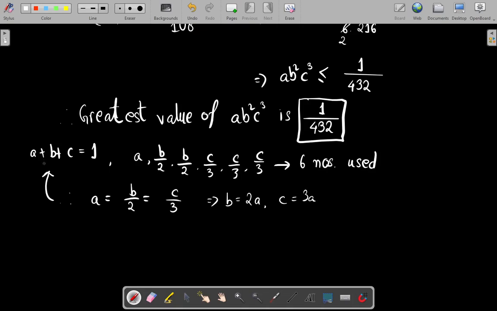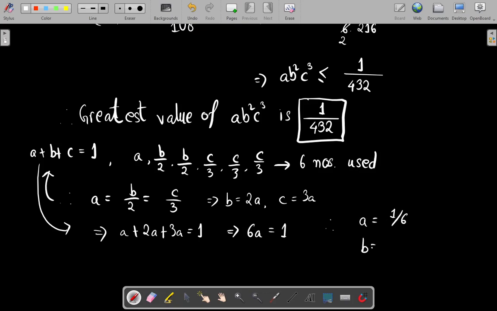Now on back substituting here, I get a + 2a + 3a is 1, right? So this implies 6a is 1. So this will imply that a is 1/6. So this implies b is 2/6, that is 1/3. And this implies c is 3 times 1/6, that is half. So these are the three values of a, b, c.